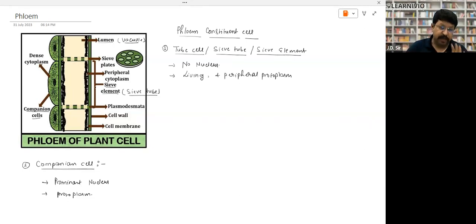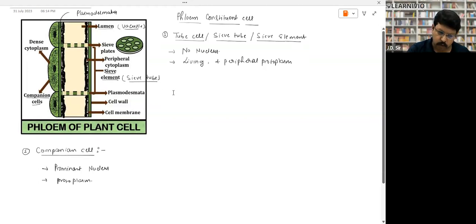One more very important thing I want to discuss with you: between these companion cell and sieve tube, there are some cytoplasmic interconnections. They are called plasmodesmata, right? Plasmodesmata are pore-like structures. We have already discussed a number of times what plasmodesmata are. So there are pore-like interconnections between these two cells, which interconnect both of the cells, right? Because of this plasmodesmata, the protoplasm of both cells remains interconnected. That's how the companion cell controls the functionality of the tube cell. Is that clear?